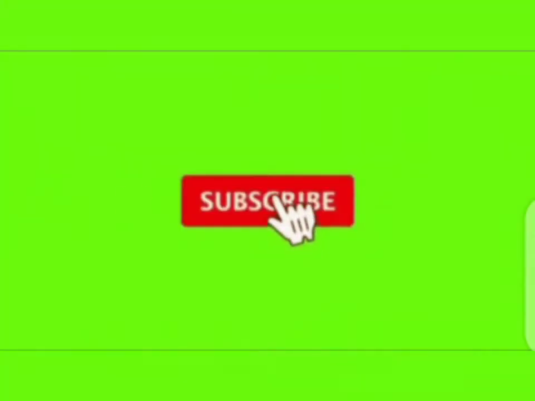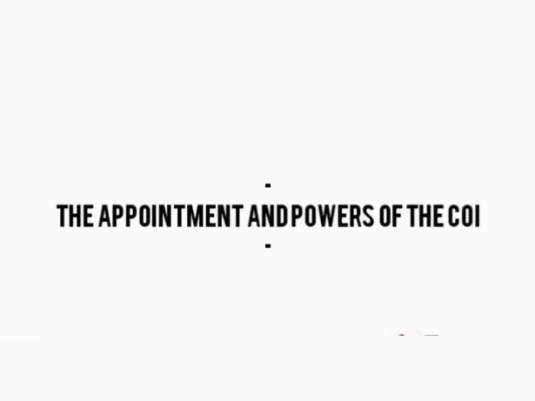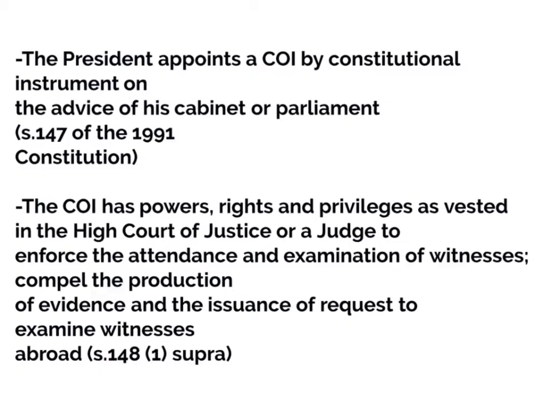Now, to the appointment and powers of Commission of Inquiry. The Commission of Inquiry is appointed by the President through constitutional instrument, which is a document as authorized by the Constitution, which carries the force of law, just like statutory instruments, which are developed by ministers as authorized by statute. And he does this on the advice of his cabinet or parliament. And this is authorized or captured under Section 147 of the 1991 Constitution.